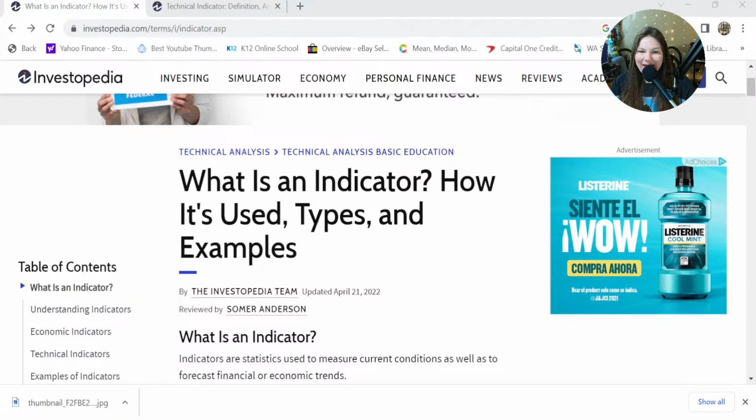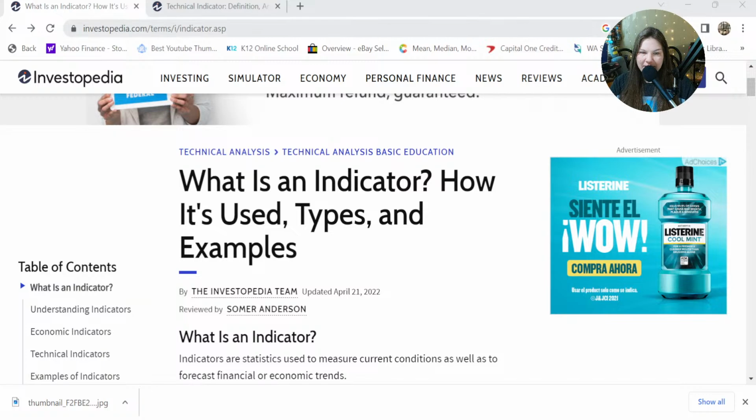And today, my friends, we are in the magical world of money, not Hogwarts. In the magical world of money, finishing up our week. It is Friday, TGIF. And we are going to learn what is an indicator, guys.